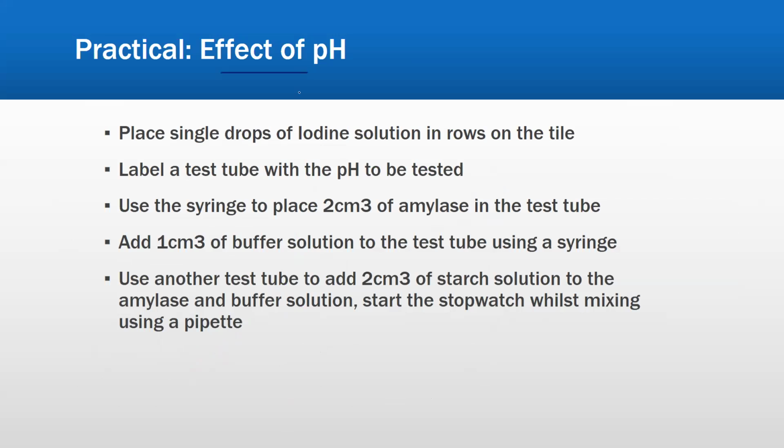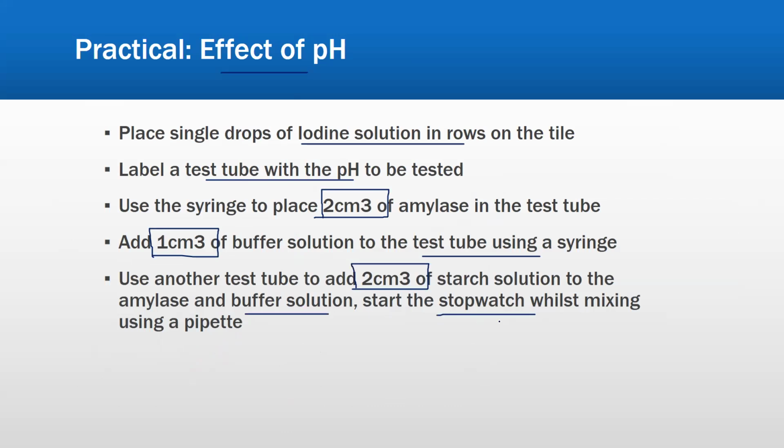So now we are going to do a practical again to demonstrate the effect of pH. Place single drops of iodine solution in rows on the tile. Label a test tube with the pH to be tested. Use the syringe to place 2 cm³ of amylase in the test tube and then add 1 cm³ of buffer solution using a syringe. Use another test tube to add 2 cm³ of starch solution to the amylase and buffer solution and then start the stopwatch whilst mixing using a pipette.